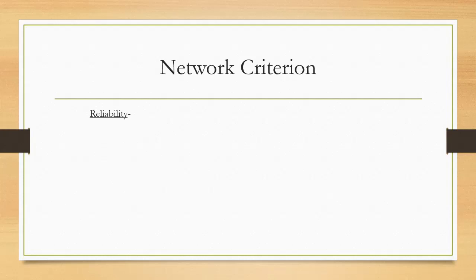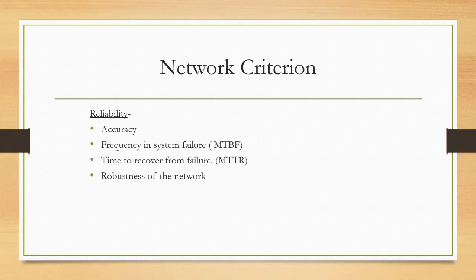Then comes reliability. When do we call the network or a system a reliable one? It should be accurate. That means the data delivery along with the speed has to be error-free or accurate. The second parameter is frequency of system failure. In telecommunication, it is called MTBF, that is mean time between failures. How many times it is failing, how many times the whole system is failing, its frequency is the measure of reliability. MTBF has to be as minimum as possible.